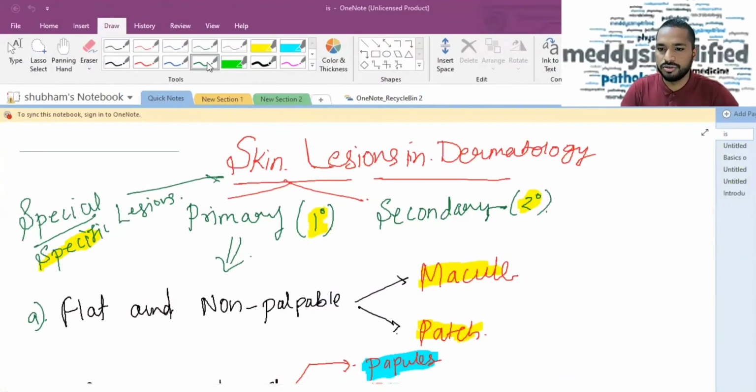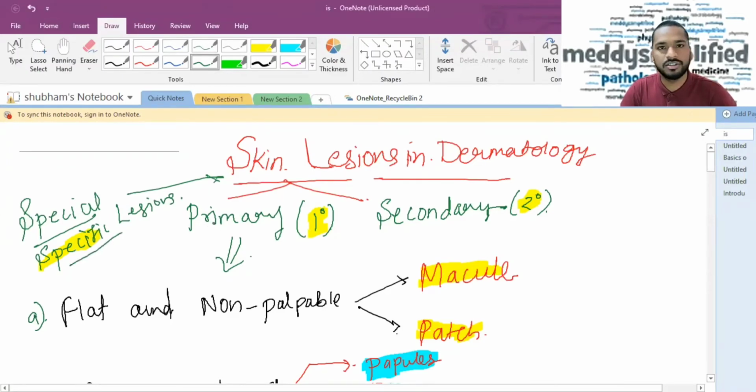Basic thing which you should know is that there are three types of lesion: primary lesion, secondary lesion, or specific lesion. So first we'll talk about the primary lesions, which is the very first reaction of the skin to any allergic response or any pathological response, right? So this is the first primary lesion occurring in the skin. Then comes the secondary. Secondary lesions are the altered skin lesions.